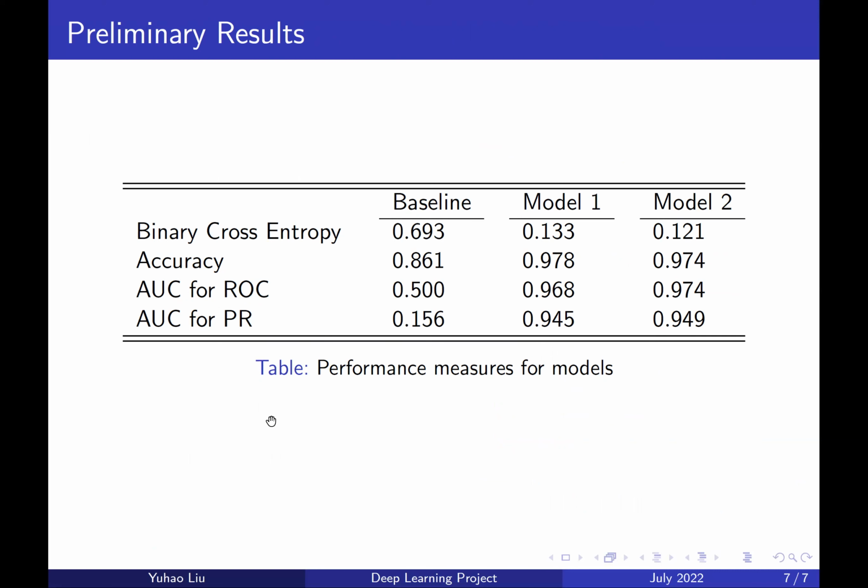Since this is an imbalanced classification problem, AUC for precision recall may be more appropriate. So in this sense, Model 2 is slightly better than Model 1.